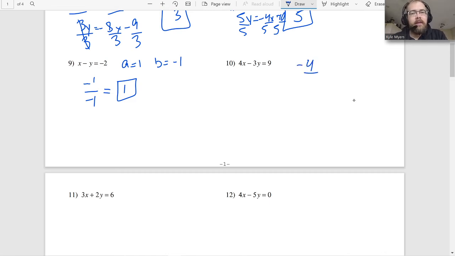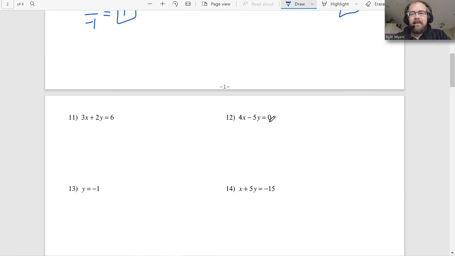Negative a over b, which we simplify to 4/3. If they're both negative, you write them as positive, right? A negative divided by a negative is a positive. But the numbers don't simplify. You could write it as a decimal, but eh.